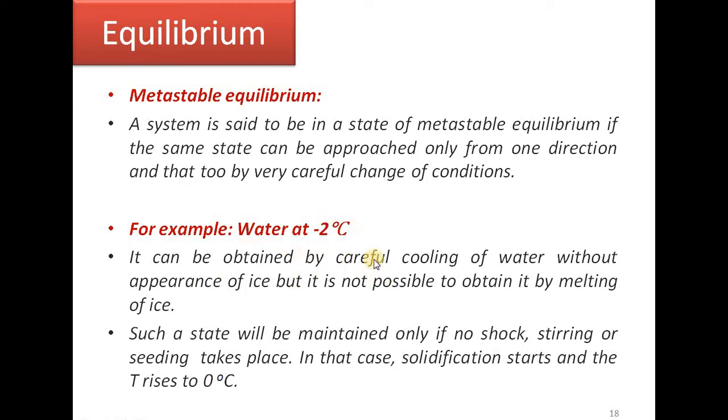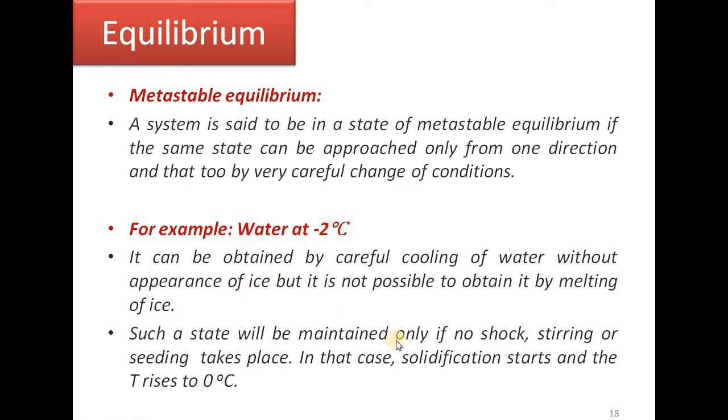So it can be obtained only by careful cooling of water without appearance of ice, but it is not possible to obtain by melting of ice. We can get this state only by careful cooling of water, not by melting of ice. Such a state will be maintained only if no shock, no stirring or seeding takes place. If there is no disturbance in the system, by very carefully cooling the water, we get it at a temperature of -2 degrees Celsius.